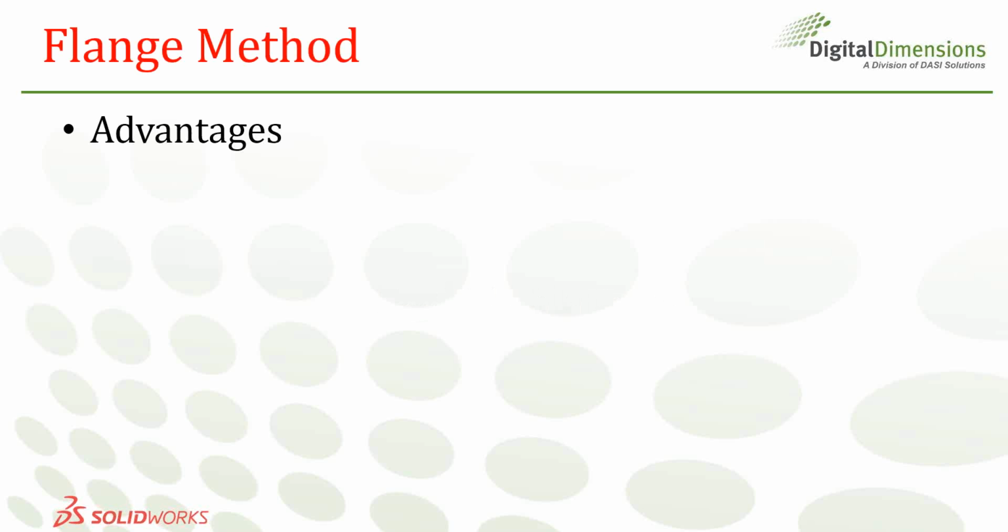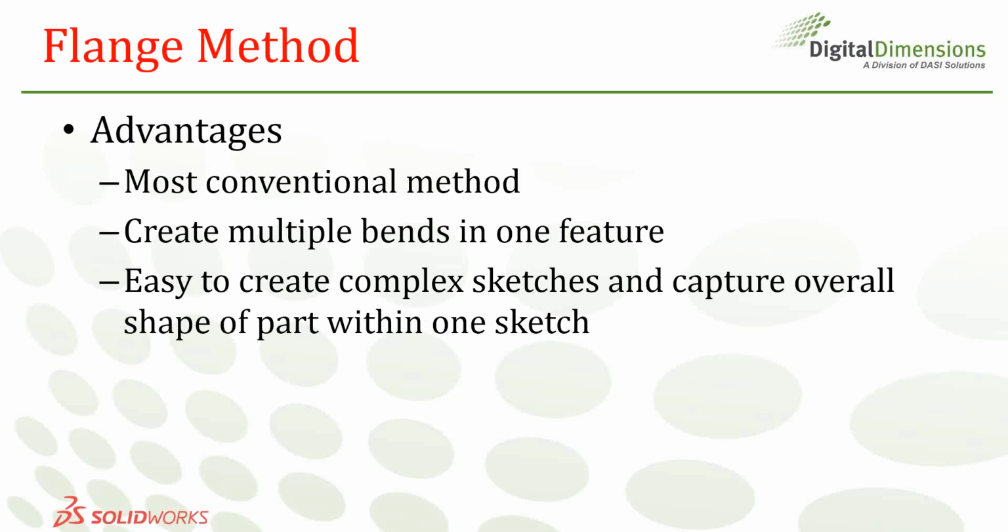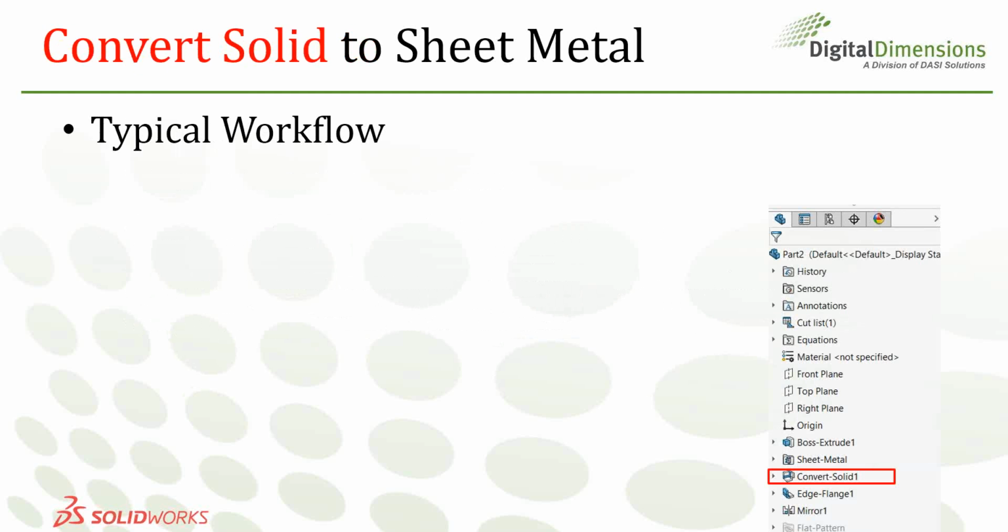So the flange method, we looked at some of the advantages. It's going to be your most conventional method, and exactly what we saw from the survey. Most people use this method. You can create multiple bends in one feature, which is great. So easy to create complex sketches and capture the overall shape of the part within one sketch. I've actually utilized this quite frequently in industry where there was a complex bracket or something that needed to be created that had a bunch of planar curves and bends in it. And you can just create those all in one sketch, very simple to do.